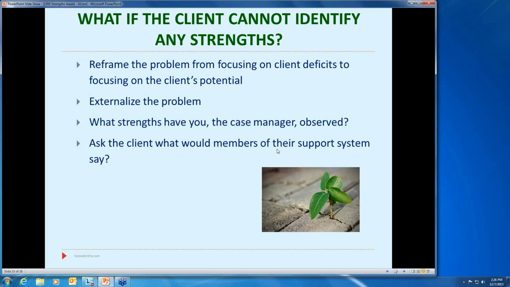And then if they're still struggling, you can also identify someone who's been supportive in their life and see what they think that person would say about what their strengths are.